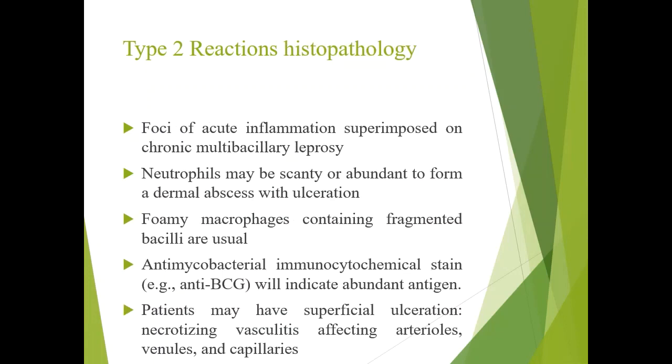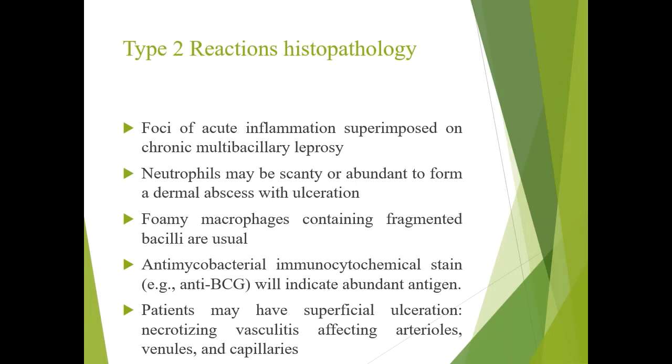On histology, you can see foci of acute inflammation superimposed on chronic multibacillary leprosy. Neutrophils may be scanty or abundant, forming a dermal abscess with ulceration. Foamy macrophages containing fragmented bacilli are usual. Anti-mycobacterial immunohistochemical stain like BCG will indicate abundant antigen. Patients may have superficial ulceration and necrotizing vasculitis affecting arterioles, venules, and capillaries.